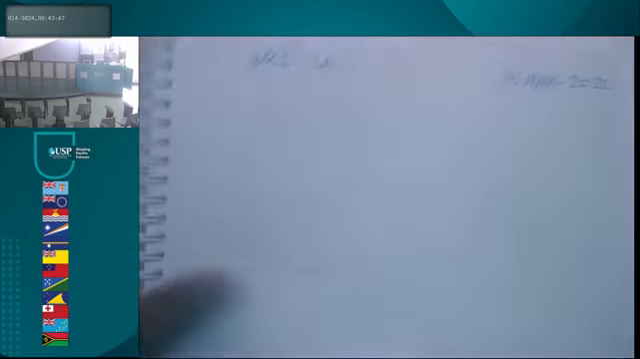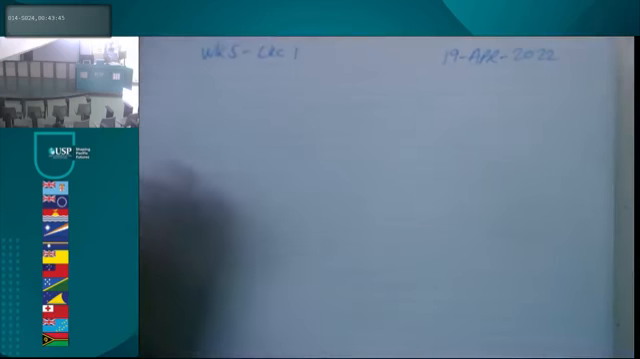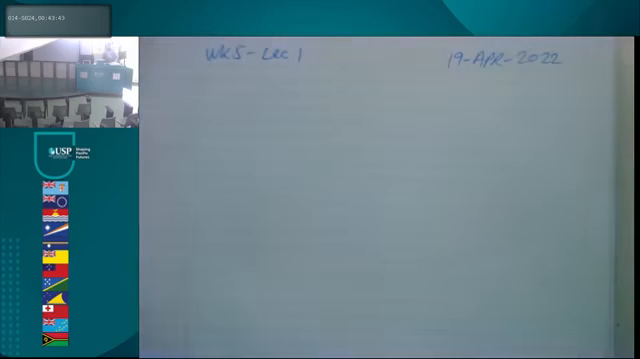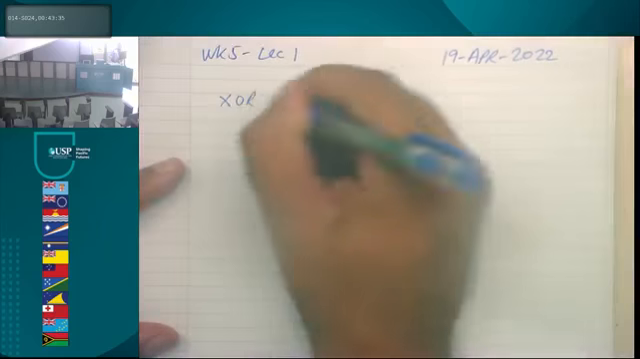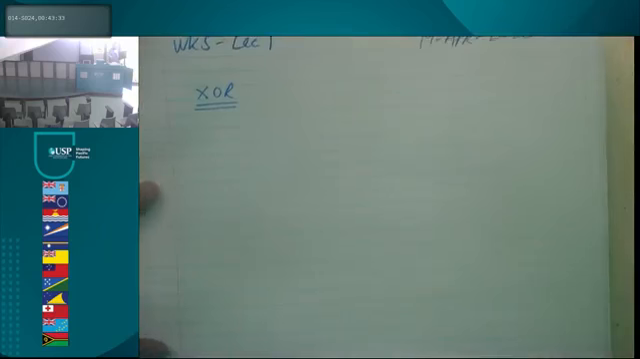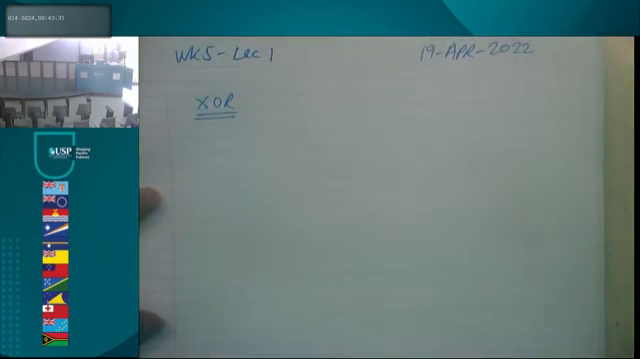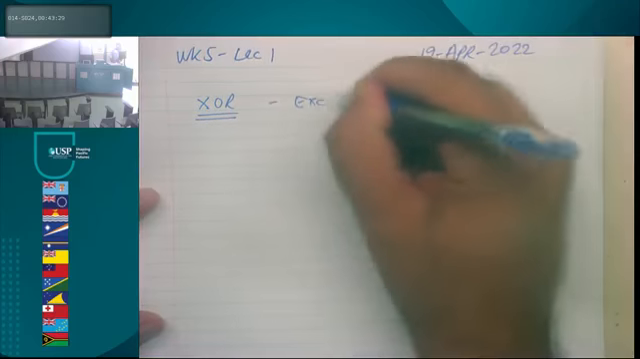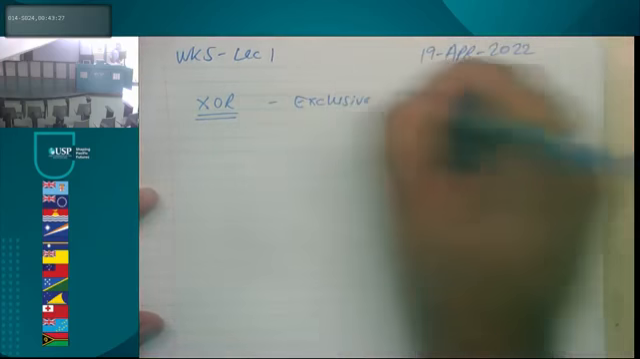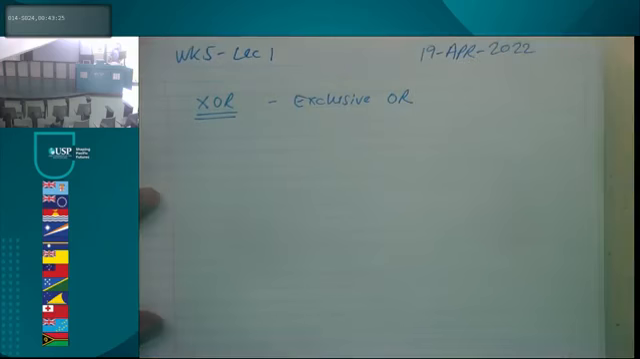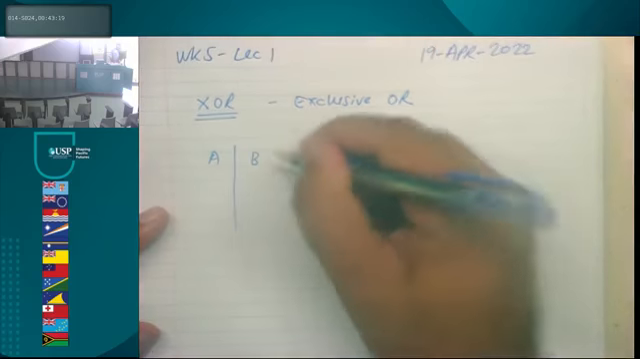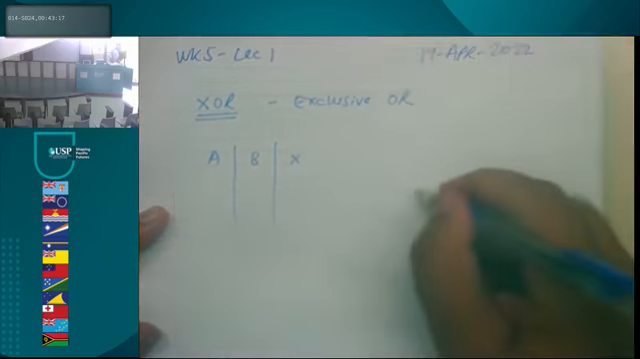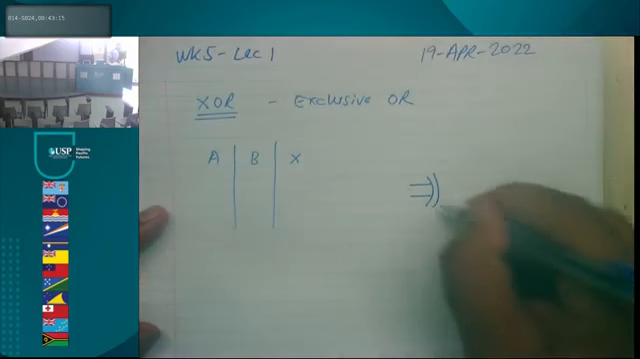I want to introduce you to something else, which will maybe give you the gateway to go and change it. Okay. So let's talk about the XOR gate. Exclusive OR, right? It's an exclusive OR. A, B, X. So the symbol you guys are all familiar with.